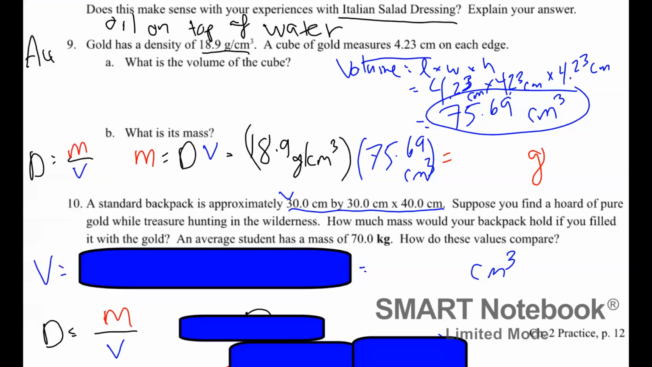1,430.5. Wow, that's pretty heavy for a little tiny 4 centimeter cube. So gold is very dense. That means it's really, really heavy for its size.